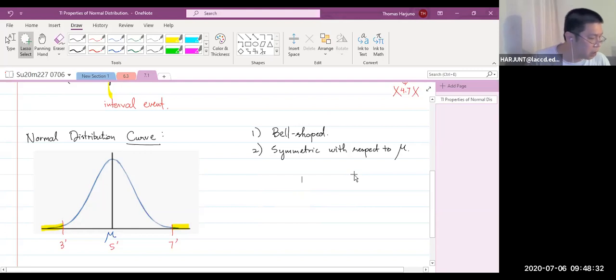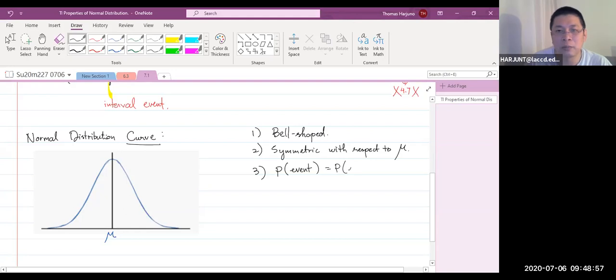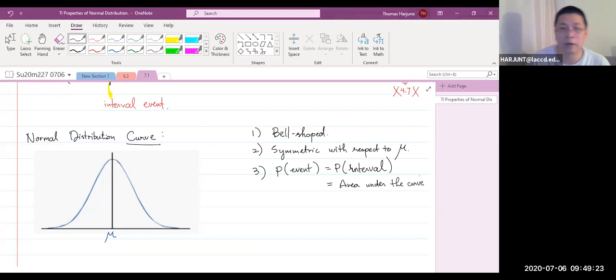Now, because of that, we will see. You know what? I want to erase that. The probability of the event is equal to the probability represented by the interval, and that probability equals the area under the curve. We will get to that very, very soon.